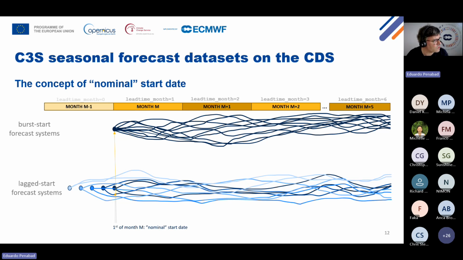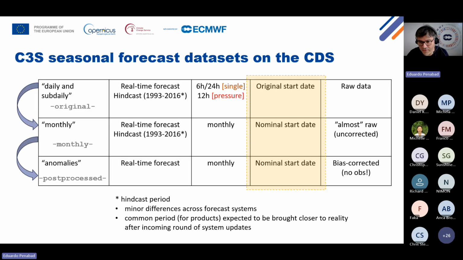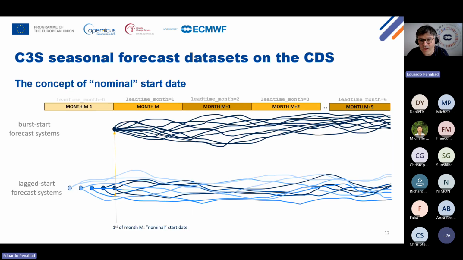There's a concept that we use, as I said before, that is different for the monthly data sets than for the daily and sub-daily data sets. In the daily data sets, we use the original start date to label the data. When we get to monthly time scales, we use what we call the nominal start date, and I will get back to that. For a burst start system that's clear, it will be the 1st of the month M, and for a lagged start system, the nominal start date will be all the dates on the 1st of month M and on all available start dates in the previous month.